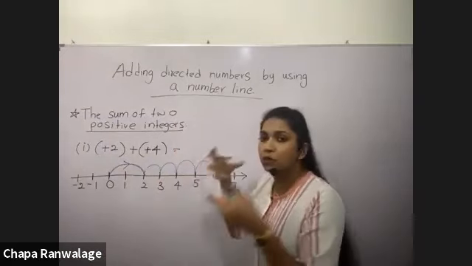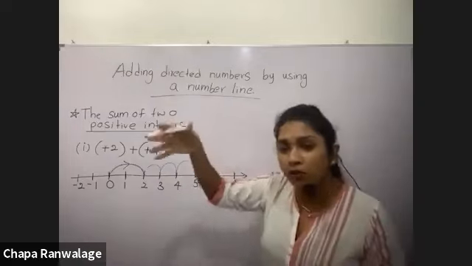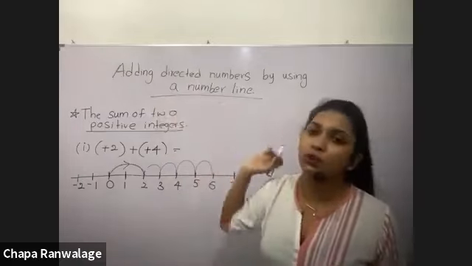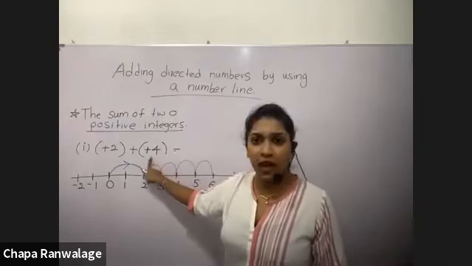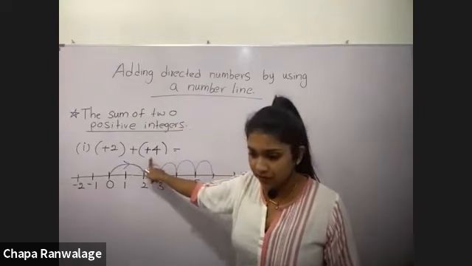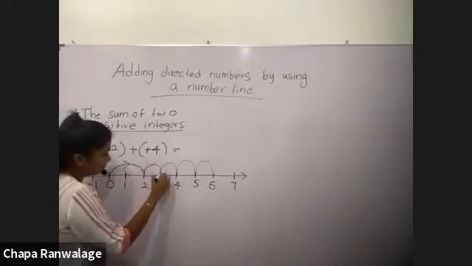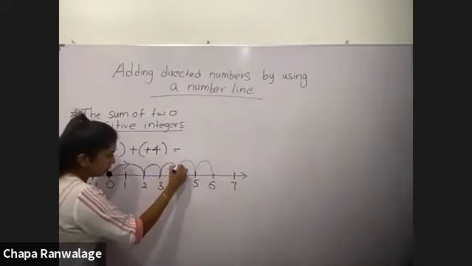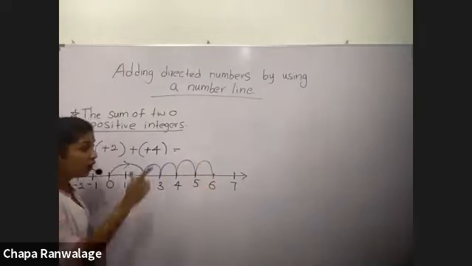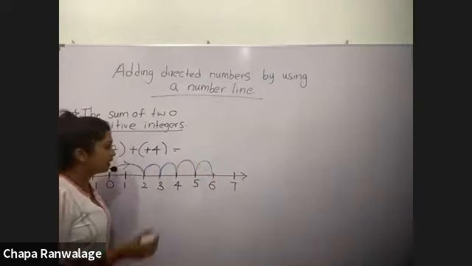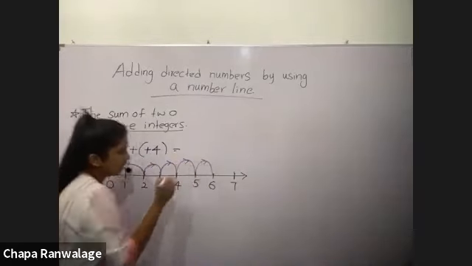You have to add 4 to 2. So you have to move another 4 units. The direction is right side, because this is plus. Got it? Yes, teacher. Now I am moving 1, 2, 3, and 4. And then you have to mark your direction. Direction is this side. Got it?